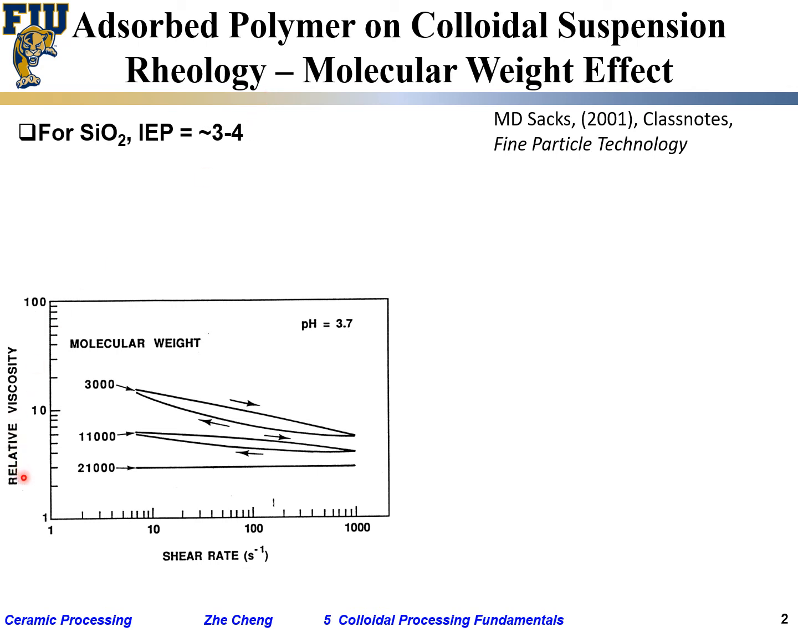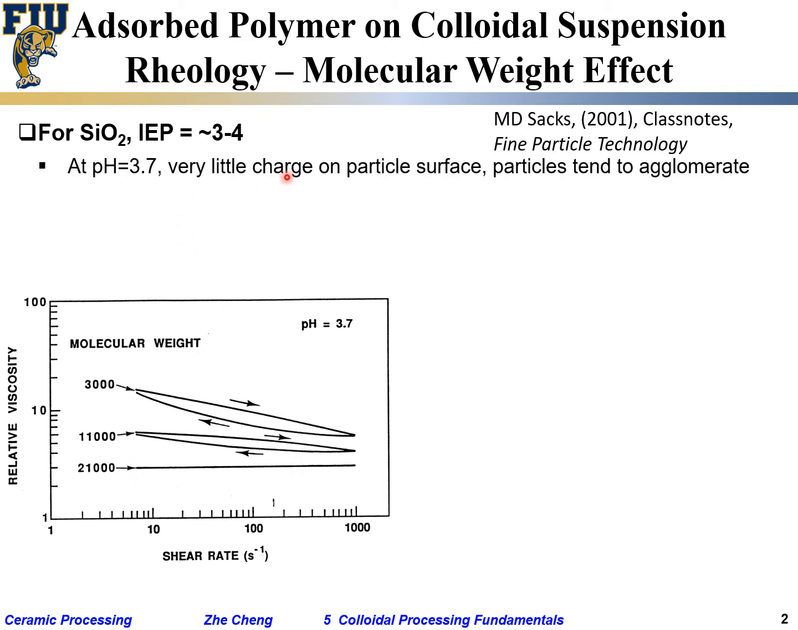I'm plotting viscosity versus shearing strain rate, still for this silicon dioxide with IEP of 3 to 4. Here pH is 3.7, which means I have very little help from so-called electrostatic stabilization. No charge, zero zeta potential. And then with a certain amount of polymer added, what people observed is as the polymer molecular weight increases, the suspension behaves more and more like Newtonian behavior.